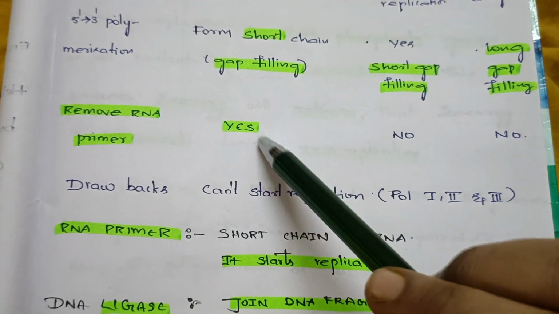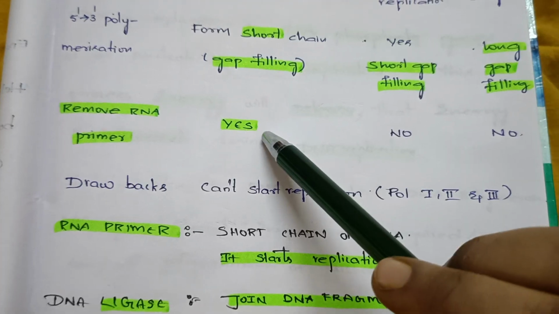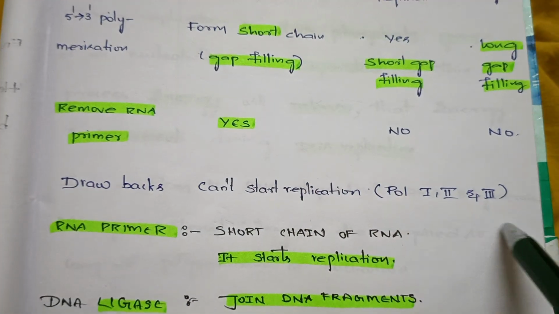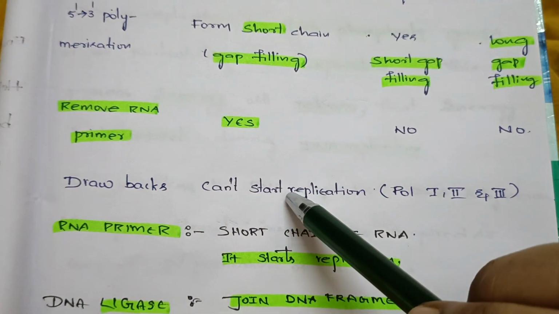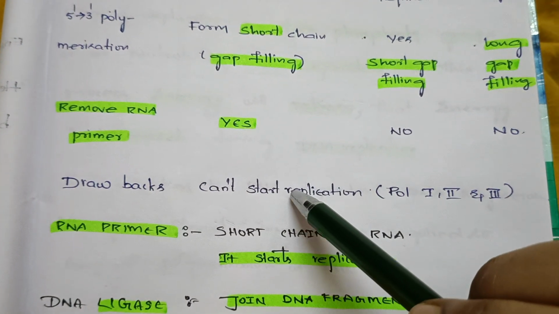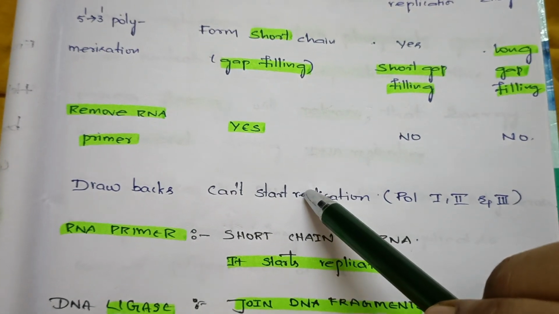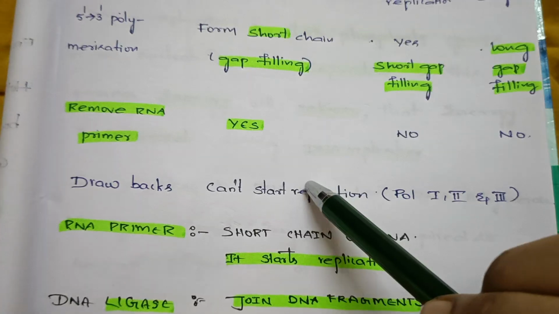Replication is stopped by polymerase 1. And what are the drawbacks of polymerase 1, 2, 3? They can't start the replication, but they can elongate it. So at the origin, the starting place, who will do this work?